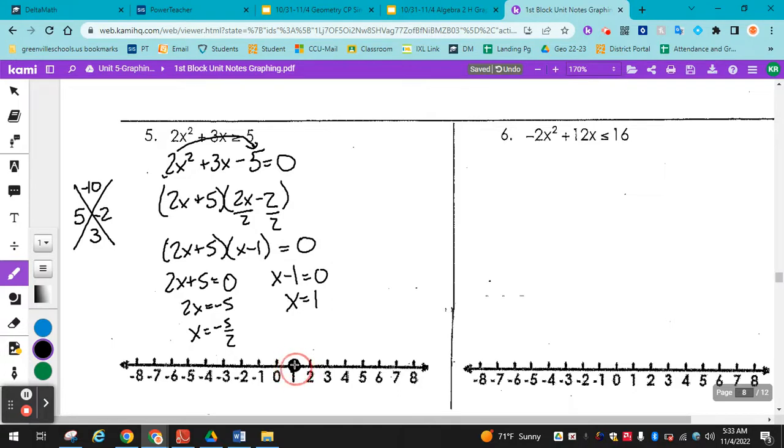If I plug 1 in, I would get a true statement. 2 plus 3 is 5. 5 is greater than or equal to 5. Negative 5/2 on the graph is negative 2.5. So just halfway in between negative 2 and negative 3. Check 0. 0 plus 0 is greater than or equal to 5. False. So I'm going to shade on the outside.